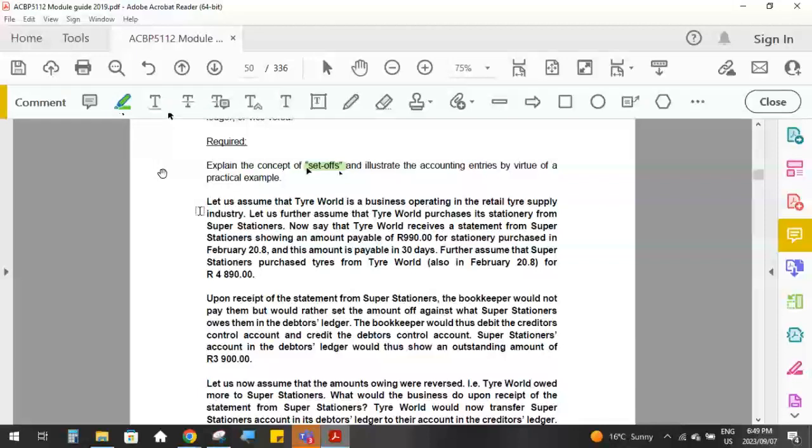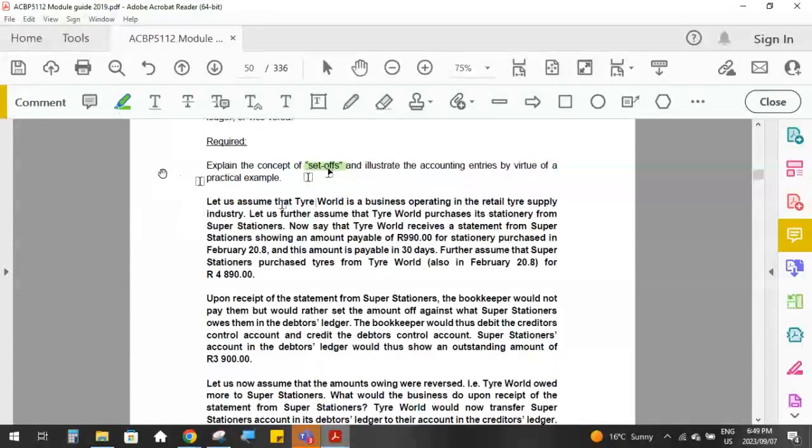because then instead of us paying them the entire amount that we owe them and them paying us the entire amount that they owe us, we can set off the two accounts so that only the one amount, which obviously is whichever one is the greater, is then paid over. So let's have a look at this example that they've given us.